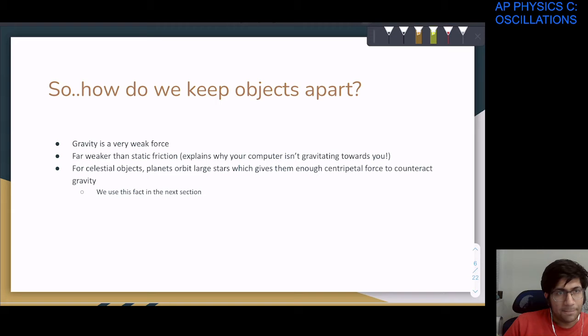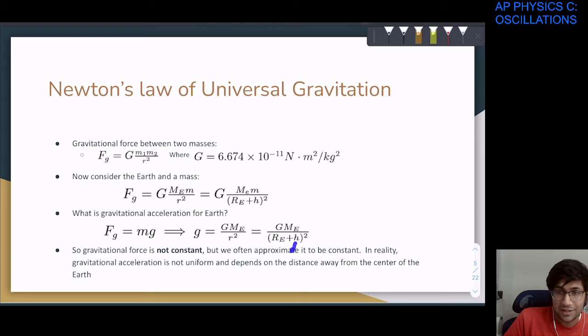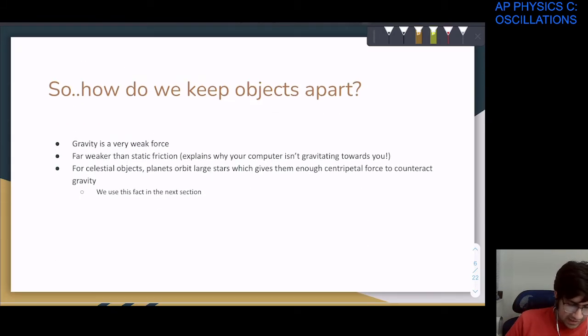Now, for celestial objects, we're looking at cases where you're far away from the Earth, and in this case you can't really make that approximation, because the plus h term actually matters. It's comparable to r sub e, and in this case the force that prevents attraction between these bodies is centripetal force.